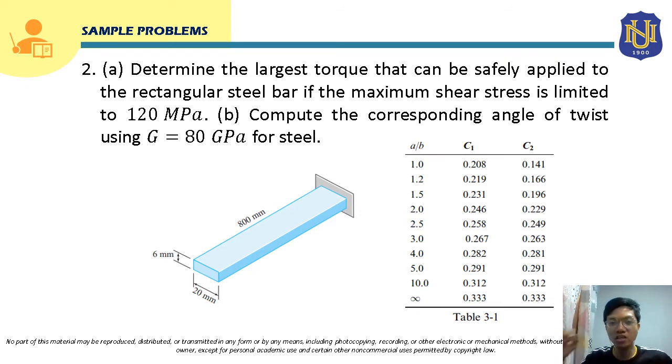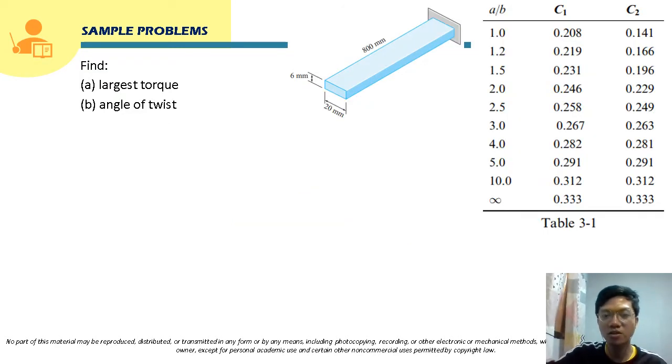Okay, so class, for this problem, this is a rectangular cross section. For a rectangular cross section, we have formulas to solve for the maximum shear stress and also for the angle of twist. For the formulas, we are going to need the values of the coefficients from this table. So let's solve this, class. For this problem, we are going to solve for the largest torque and the angle of twist. So solving first for the largest torque.